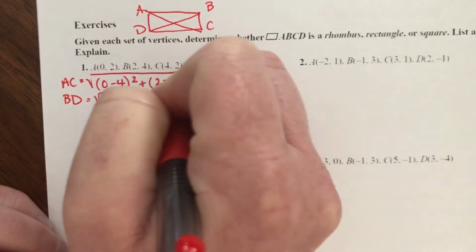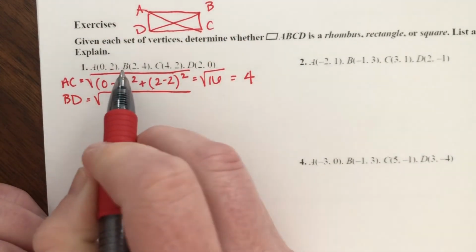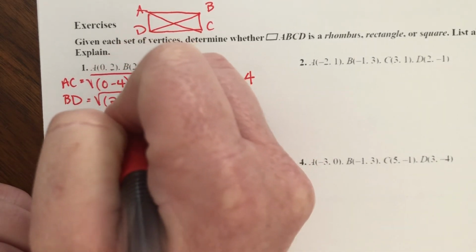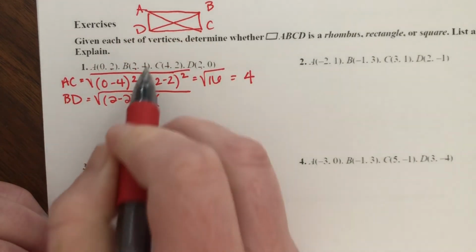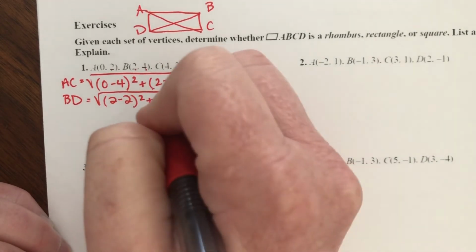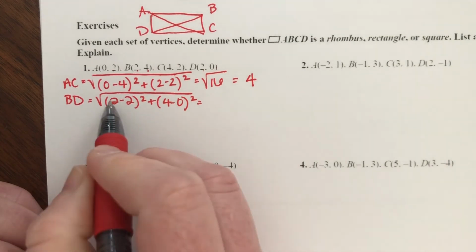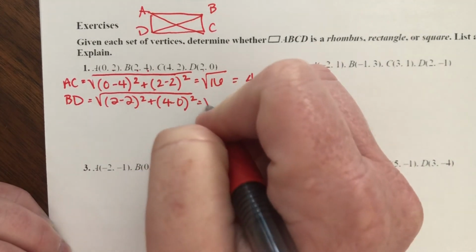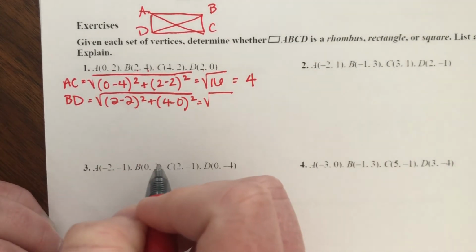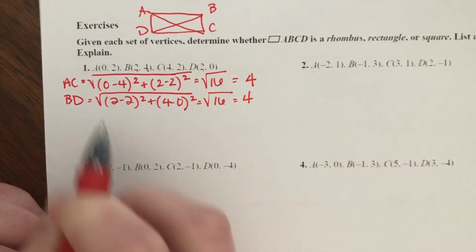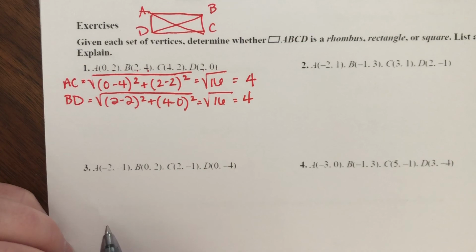So same thing, square root of x minus x, 2 minus 2 squared, plus y minus y, 4 minus 0 squared. 2 minus 2 is 0. 0 squared is 0, so I don't write anything. 4 minus 0 is 4. 4 squared is 16, and the square root of 16 is 4. So it looks like here the two diagonals are the same length.